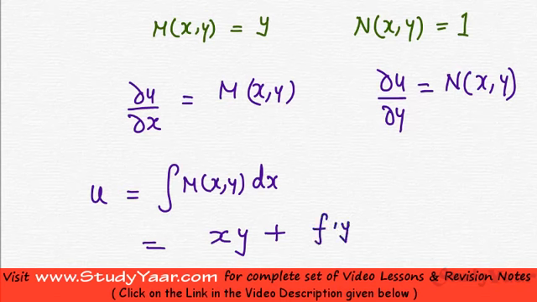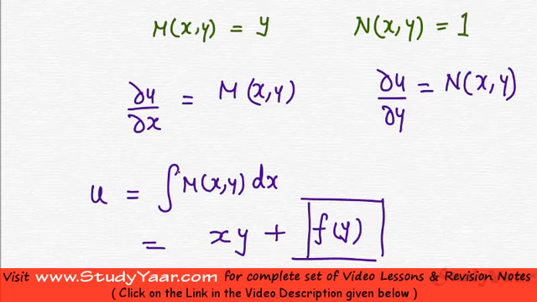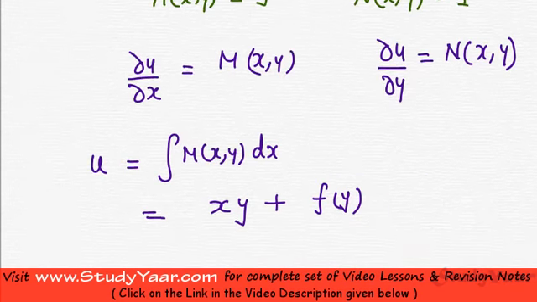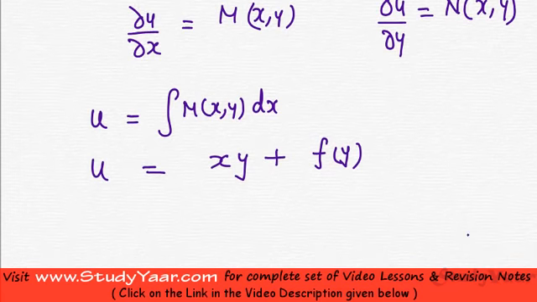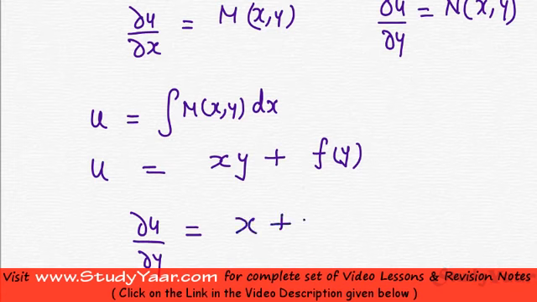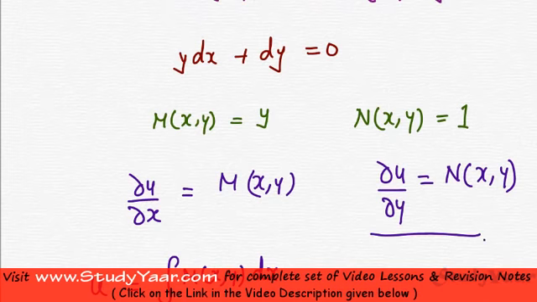This is my constant of integration, since I am assuming y as a constant. When I get a constant of integration, it may or may not have terms of y. Therefore, I am going to write it as f of y. So my u is xy plus f of y. Therefore, my del u by del y is going to be x plus f dash y. I also know my del u by del y is equal to N, which is equal to 1.